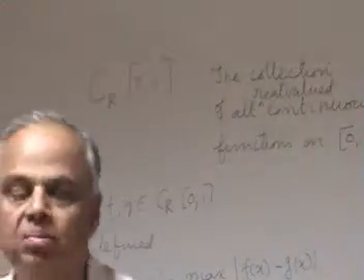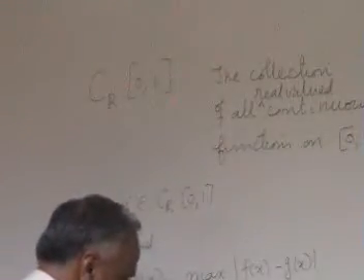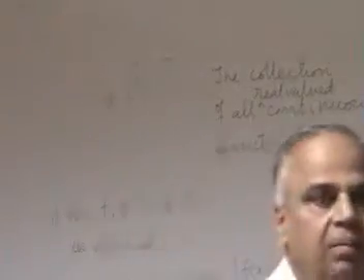You can talk about it as a vector space, because the sum of two continuous functions is continuous, and a constant multiple of a continuous function is continuous. So it is a vector space over R, and on that we can define the norm. Then the norm and the metric are connected: this metric d_infinity is indeed generated by a norm.